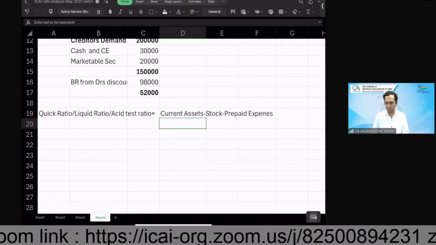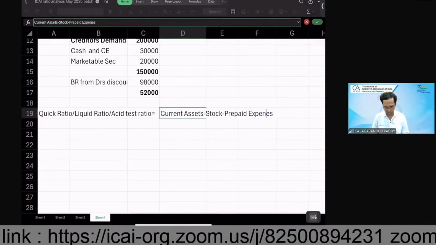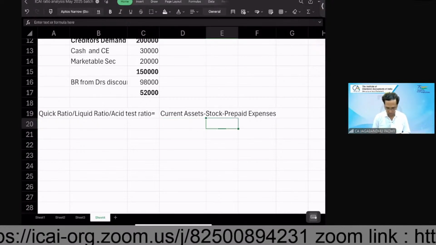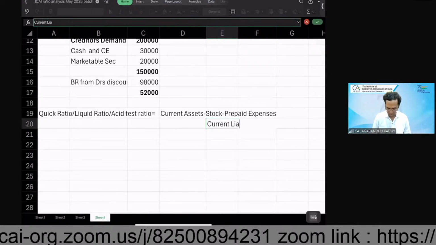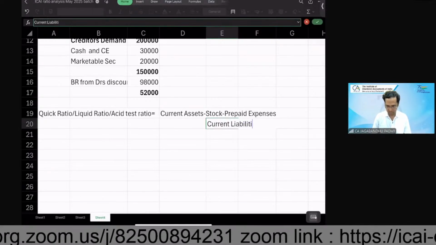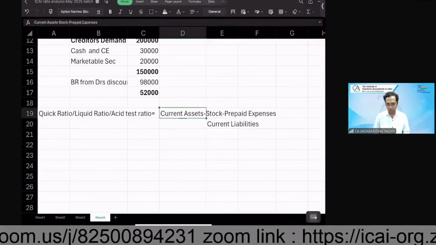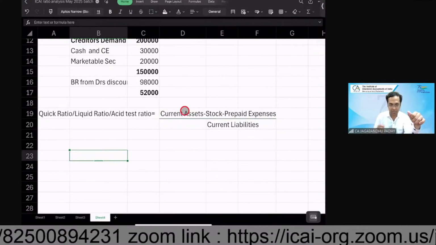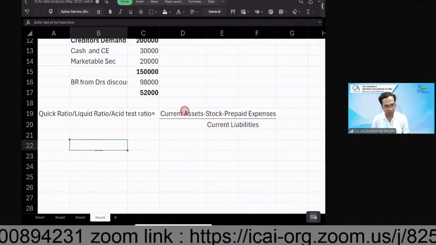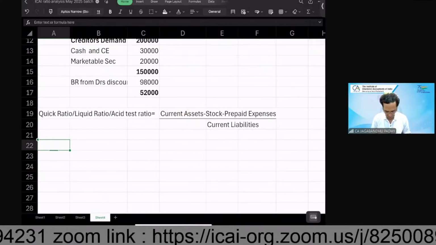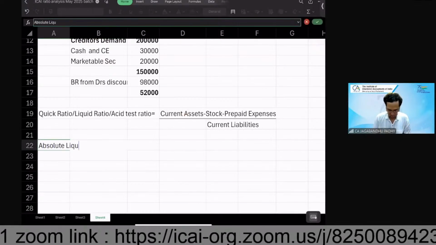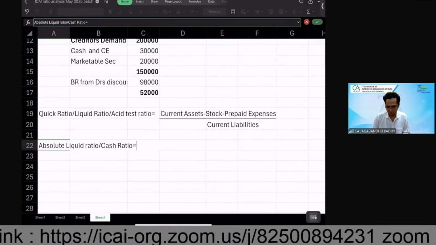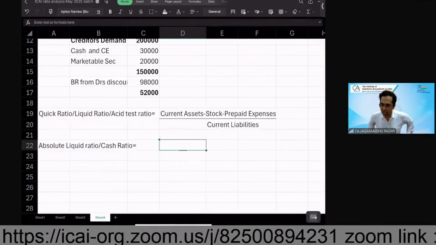Prepaid expenses is also something which I cannot use for payment to the creditors, right? So current assets minus stock minus prepaid expenses are excluded. And of course, in the denominator, we still have the current liabilities. Now, this ratio also considers debtors. But if we want to make it even more strict, we would like to have a ratio called absolute liquid ratio, which is also called cash ratio. So here we are going to exclude the debtors from our calculation.